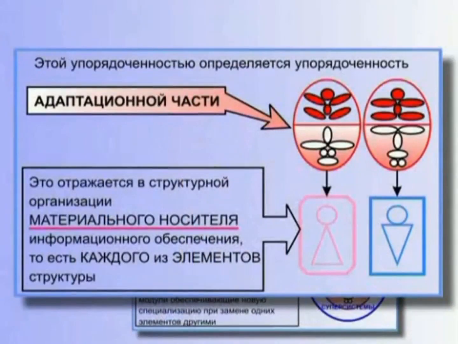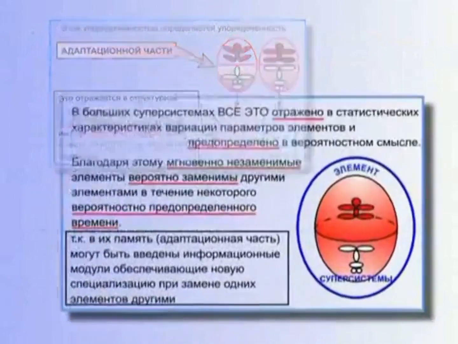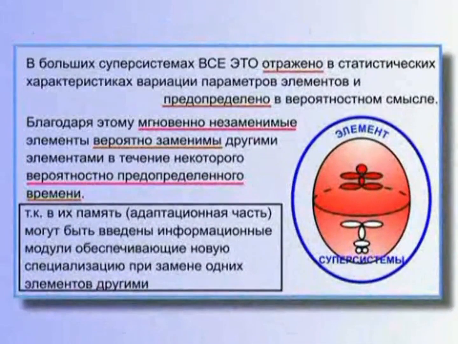If I were to explain this in a worker-peasant way, in large supersystems, and we are quite a large supersystem, all of this is reflected in the statistical characteristics of the variation of element parameters and predetermined in a probabilistic sense. Thanks to what?